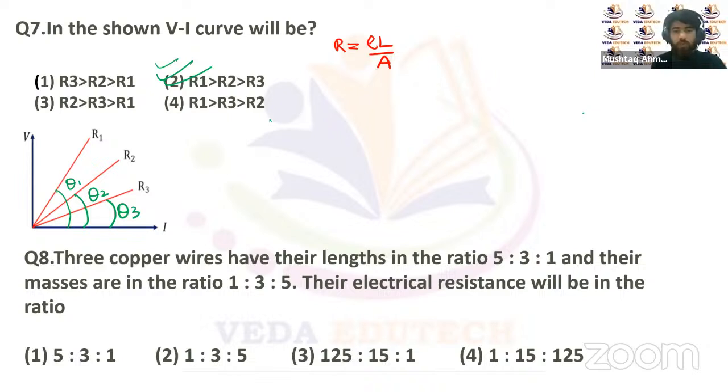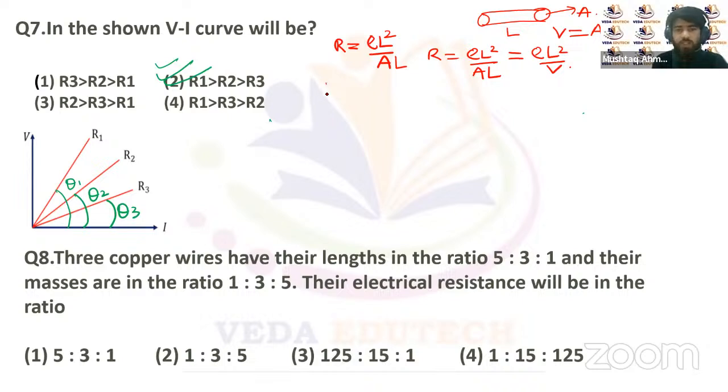Now, the three copper wires are having their lengths in the ratio 5:3:1, and their masses are in the ratio 1:3:5, but there is no factor of mass here, right? What we can do is, let's suppose this is the conductor of length L and area of cross section A. The volume of this conductor will be the area of cross section multiplied by the length. If we multiply the denominator by the length, and the numerator as well, we will get R equal to rho L square upon A into L. A into L is nothing but the volume of the conductor, so R equals rho L square upon V.